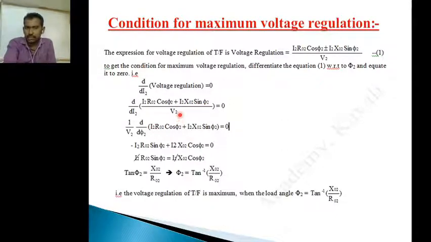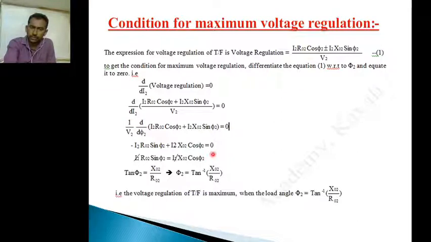So we take I2 common. Why? Because here we differentiate with respect to I2, not with respect to V2. So V2 we consider as a constant, and we move that V2 aside. Then d by d phi 2 of (I2 into R02 into cos phi 2 plus I2 into X02 into sin phi 2) is equal to 0.